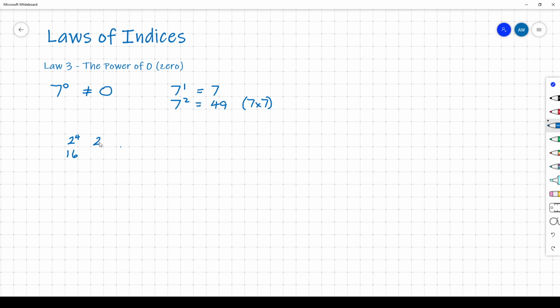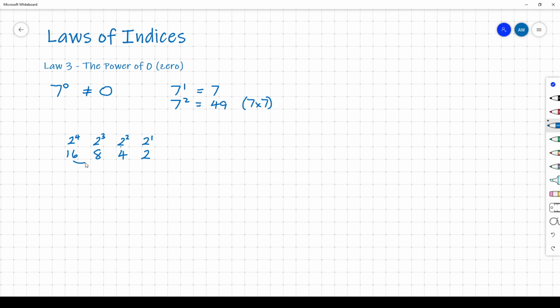Let's look at the next power down. Let's look at 2 cubed. What's 2 cubed? 2 times 2 times 2. That's 8. Okay, and then let's look at the next one. 2 squared. 2 times 2 is 4. Hopefully you can see where I'm going with this. Let's look at the next one. 2 to the power 1. That's just 2.